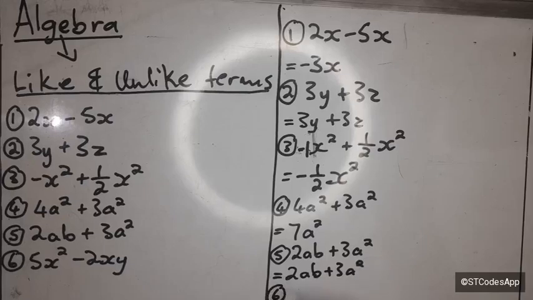Number 6: given 5x squared minus 2xy. Are these like terms? No. This ends with an x squared, and that one ends with xy. And so they're not like terms. The answer is going to be 5x squared minus 2xy. There's nothing we can do with them.